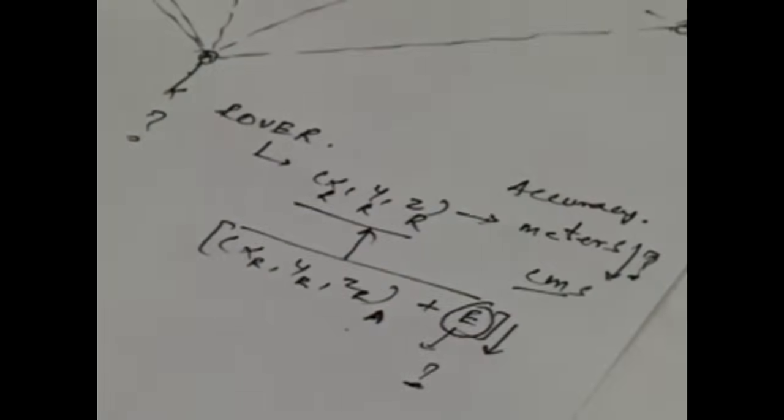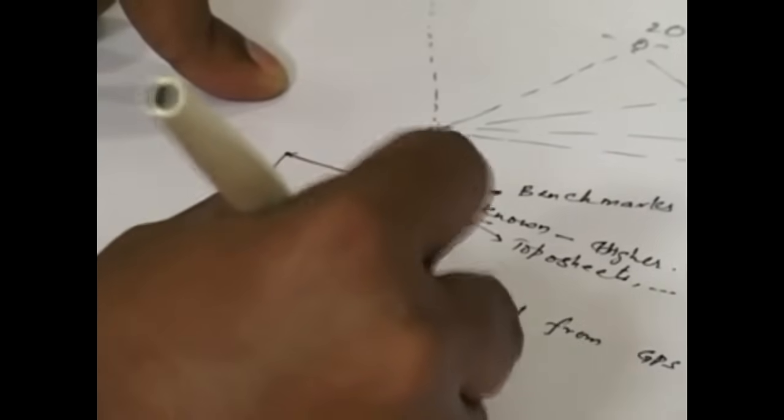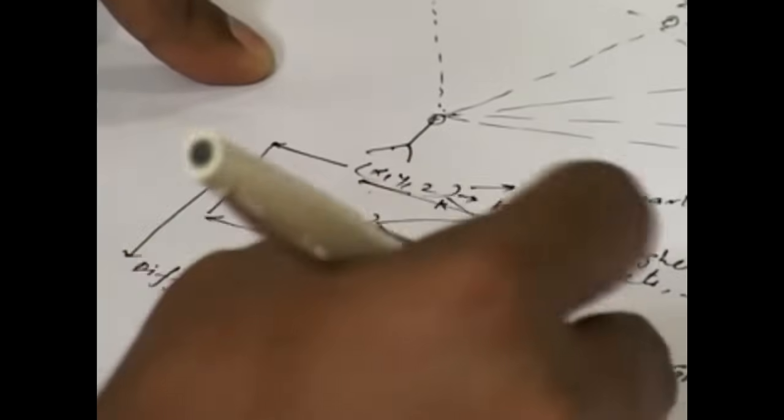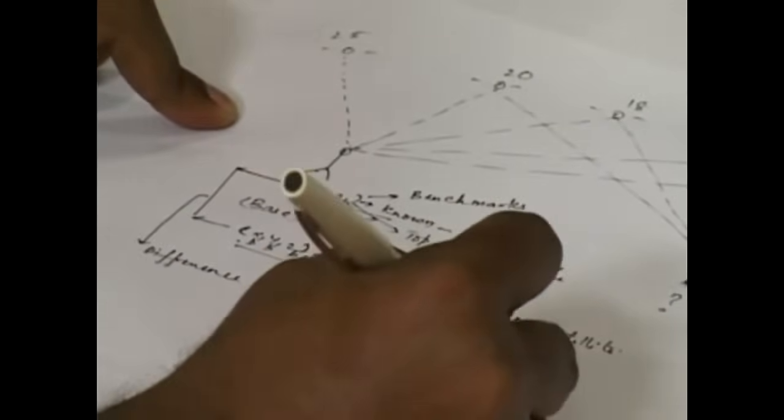How to minimize this? One approach is that you take the known position of the base and the computed position of the base from the satellites, and try to get the difference. This difference is nothing but x, y and z of this base, which is known, minus xb, yb, zb, which is computed from the satellites. So this is nothing but the error which I am talking of.